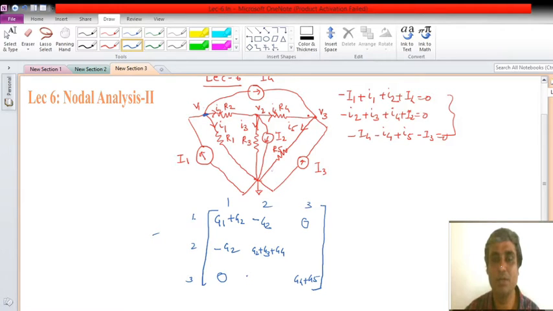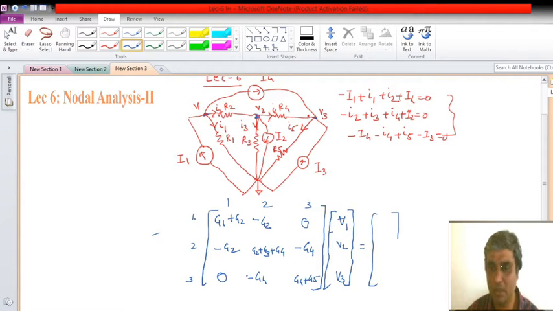Now what I have to do off diagonal is the conductance which is connected between node 2 to 3. So between node 2 to 3, what is it? G4 is connecting, right? So what I will do, minus G4, and again from 3 to 2 it is minus G4. Finish, right? And this is multiplied with the unknown node voltages, which are V1, V2 and V3, right? And this will be equal to the right hand side, all the current sources.